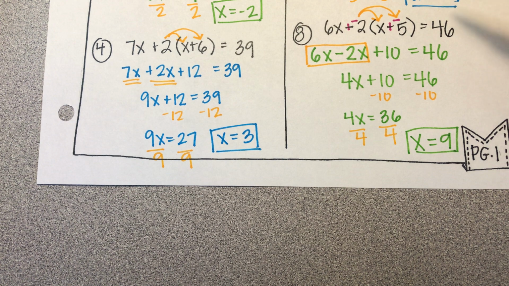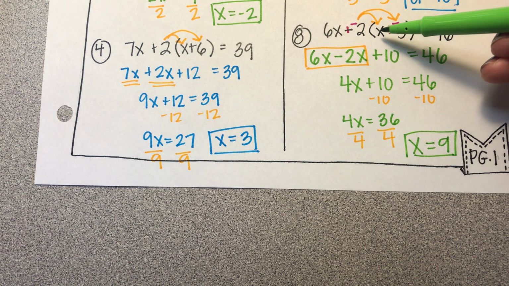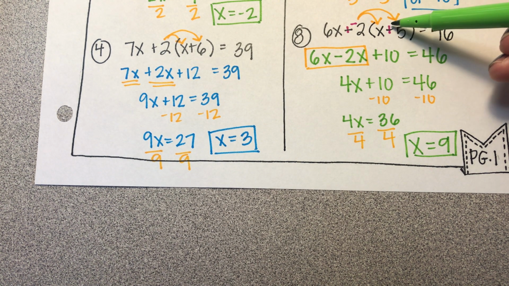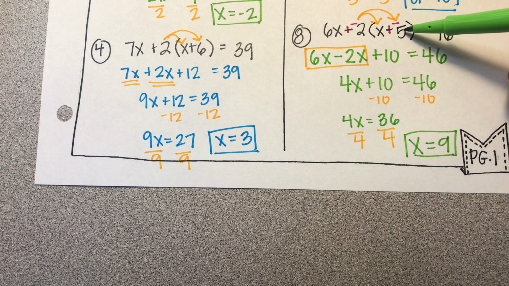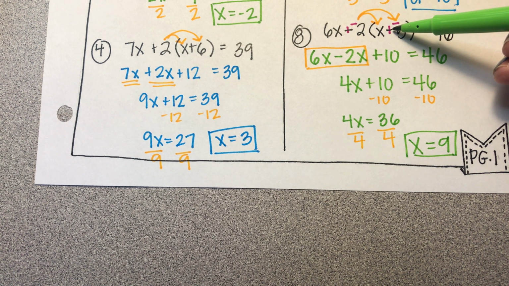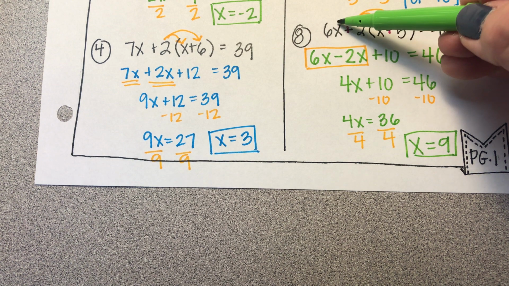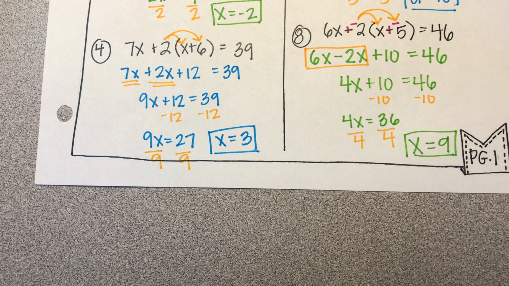Okay, and if you wanted to plug it back in, come up here to the top, in the original one, 9 minus 5 is 4. 2 times 4 is 8. And then this would be 54 minus 8 is 46.